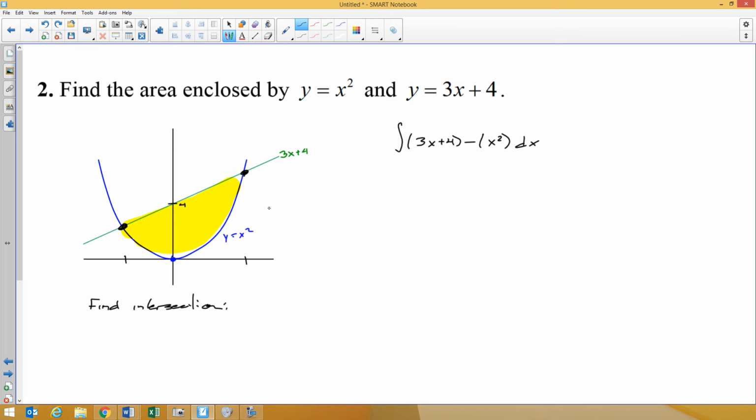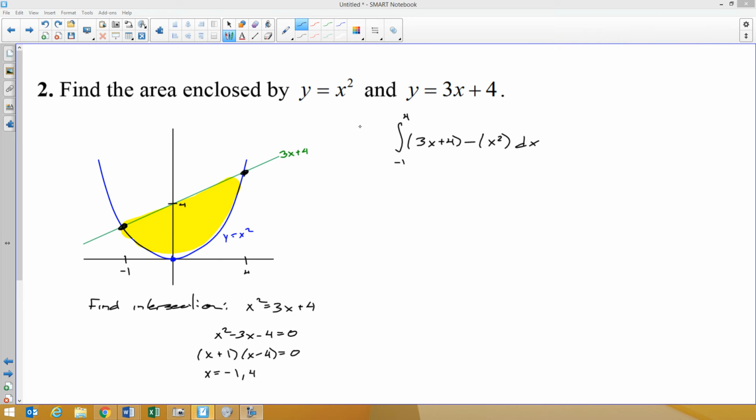We simply set the two curves equal to each other. So x squared equals 3x plus 4, and we channel our Algebra 1 skills to find those x coordinates. There we go. So we have x coordinates of -1 and 4. And now I have my antiderivative completely set up. Now we simply need to integrate this and evaluate it from -1 to 4.